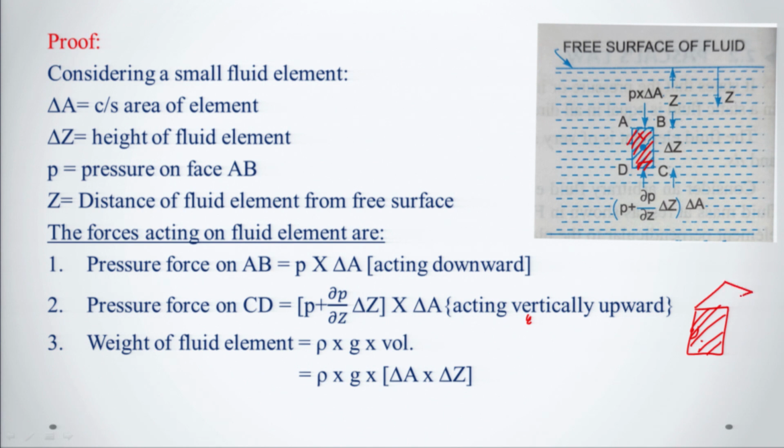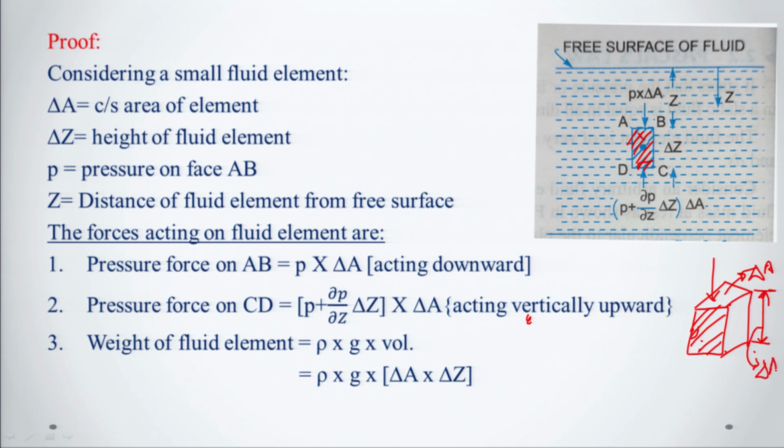Now, if you draw like this, then this portion at which the vertical force in the downward direction is acting can be termed as delta A. And why is it delta A? Because this is the area of the top portion of the elementary volume. Okay. So, we can term it as delta A. Delta Z is the height of this column, the height of this element.